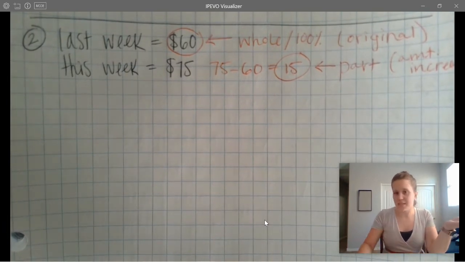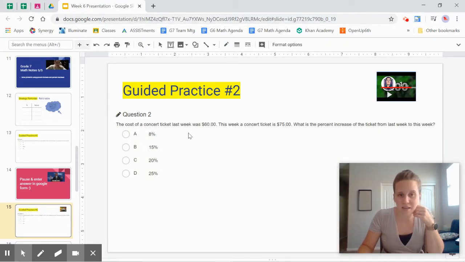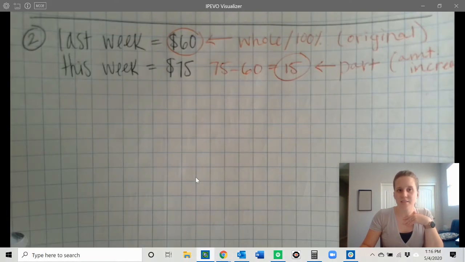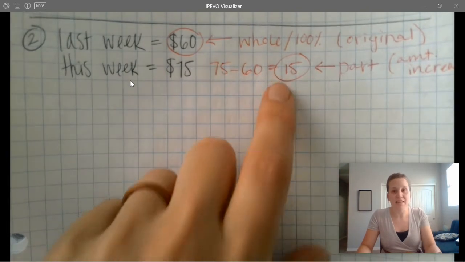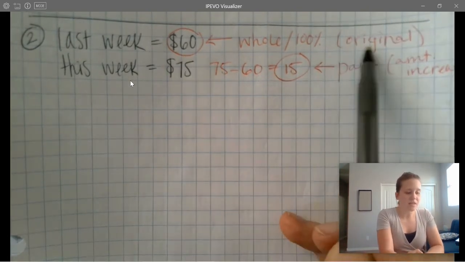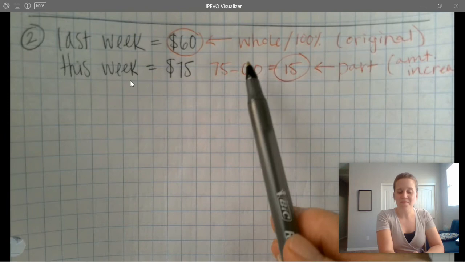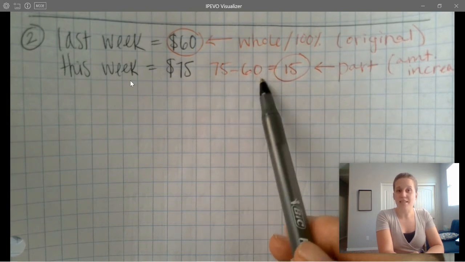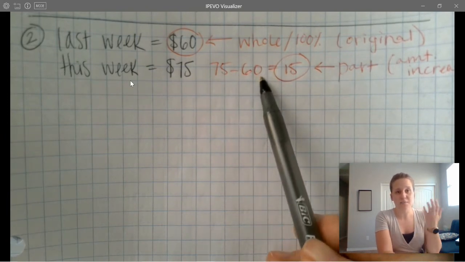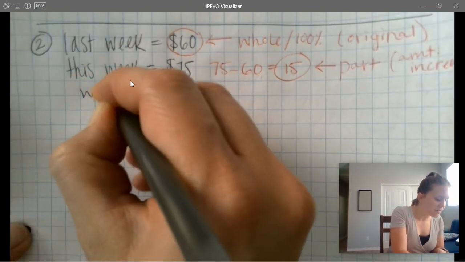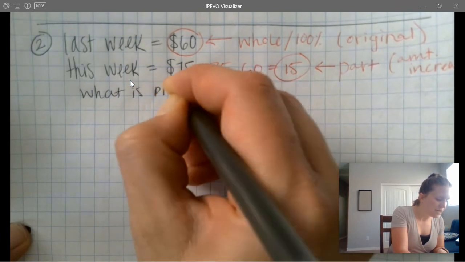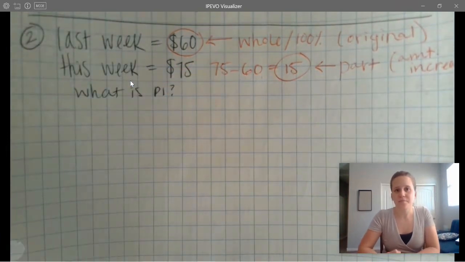Last week the concert ticket cost $60. This week it cost $75. So I made those 2 notes on my paper. I changed color to show my thinking, so not information from the question, but my thinking. I know that 60 was the original, so that's my whole or 100%. I did need to subtract here because the question asked me what is the percent increase. I'm going to put PI for percent increase.